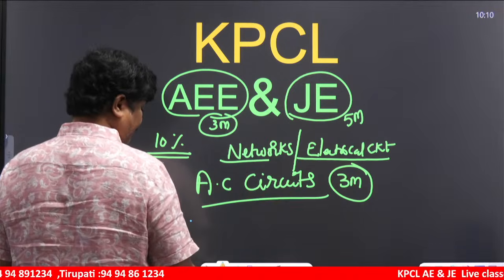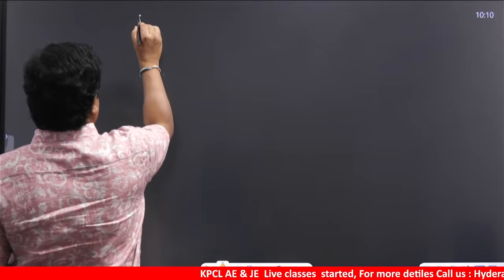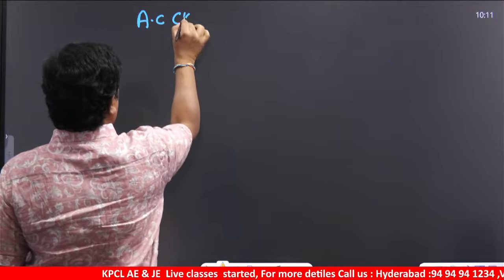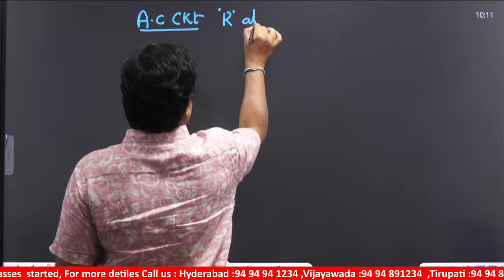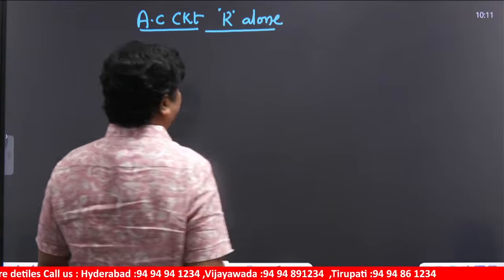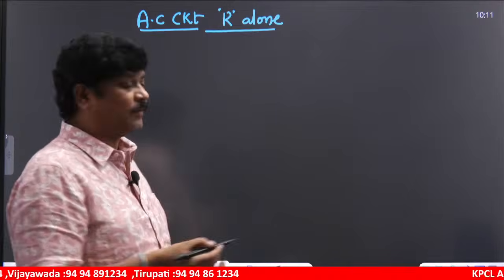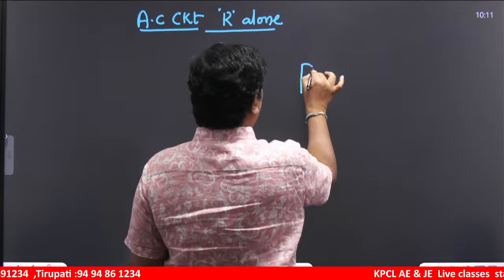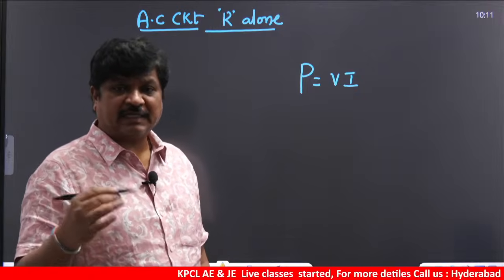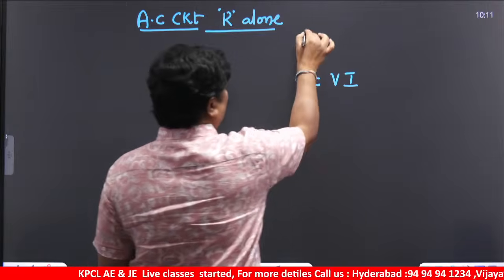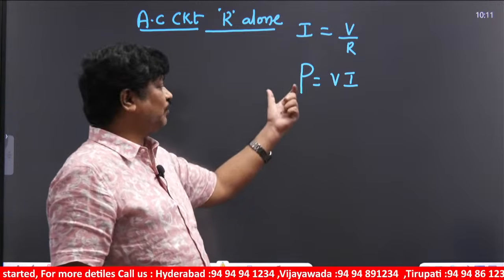Now see here, coming to the AC circuit, only resistance alone. We are supplying only resistance. Generally, what is the power formula? Whenever the power formula comes, immediately your mind will tell P is equal to VI. And what is the current formula according to Ohm's law? Current I is equal to V by R. Power P is equal to VI.